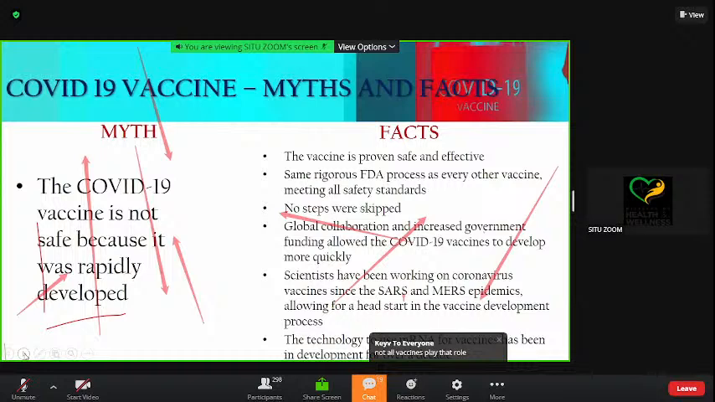And the biggie is, of course, that the vaccines are not safe because they were rapidly developed. We learned from the little video that no steps at all are skipped, that this process is rigorous. We also learned about a whole heap of things that were put into making the vaccines so quickly. And one is sharing of knowledge. So once upon a time, every country, all of the scientists used to hoard their own information. This is my information and I will get some prize out of it because I'm the first to do it.